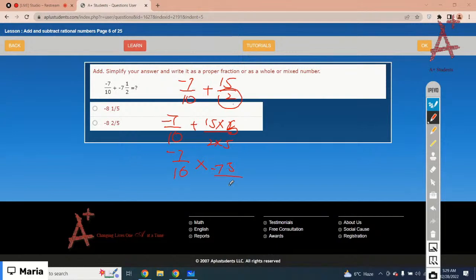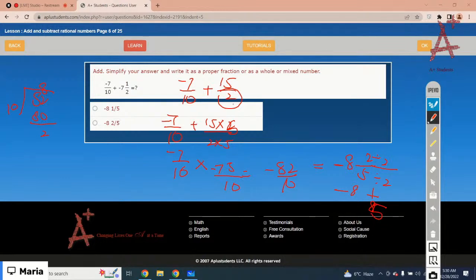It would be negative 7 over 10, and negative 75 over 10, since 5 times 2 is 10. So negative 7 and negative 75 makes negative 82. Got it? When you add them, they make negative 82 over 10. So just divide 82 by 10. 10 times 8 is 80 and here you have 2. So the answer is negative 8 whole 2 over 10. Also, you can divide both numerator and denominator by 2 to write it in simplest form. It will be negative 8 whole 1 over 5. Got it?